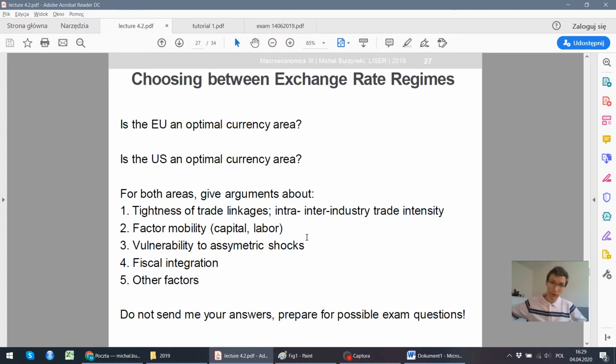And I'm pretty sure you have everything that is necessary to give a satisfactory answer to this question. For example, in the textbook, you go to page 419. There you have a subsection on optimal currency areas and optimal exchange rate regimes. There you will find a lot of stuff that is relevant in answering those questions.